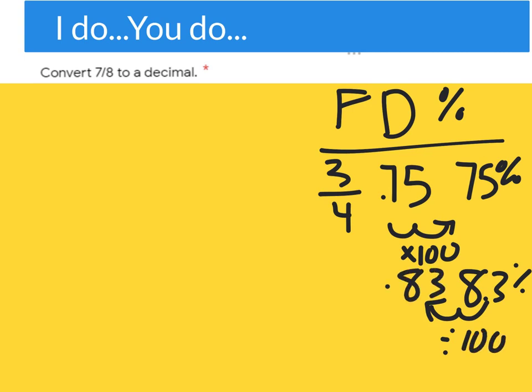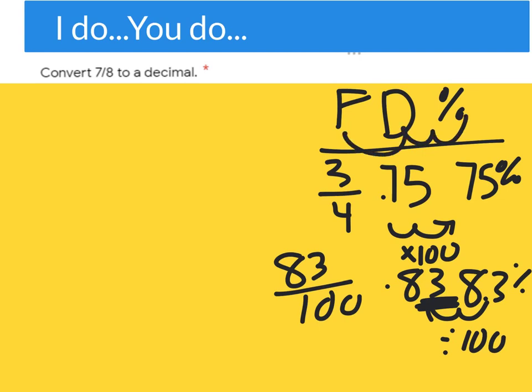And then if I read that mathematically, by the way, you read it by where it ends, the place value of what it ends in. So when I read 0.83, I read it as 83, ends in the hundredths place. I've gone fraction, decimal, percent by divide, 2 places right, 2 places left, read it.